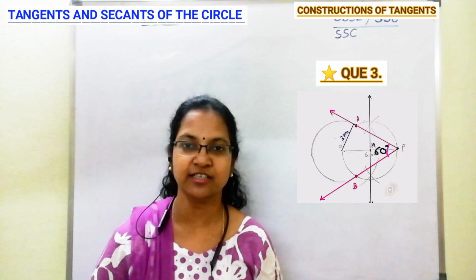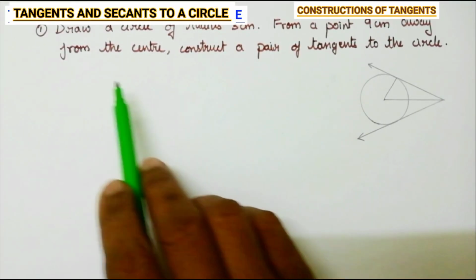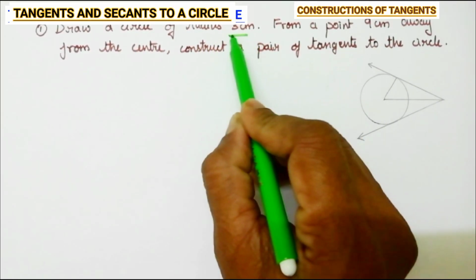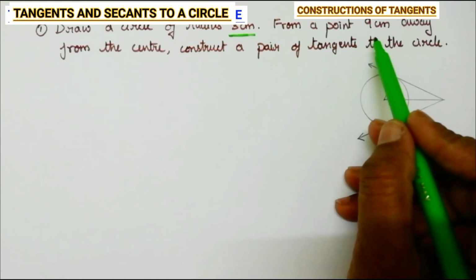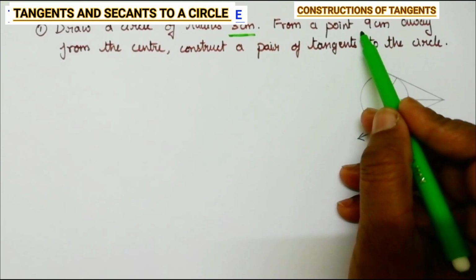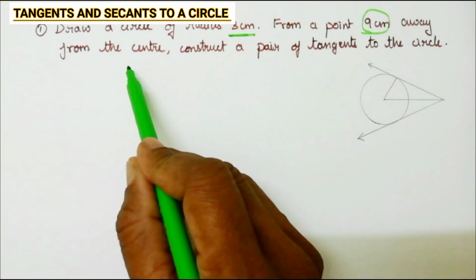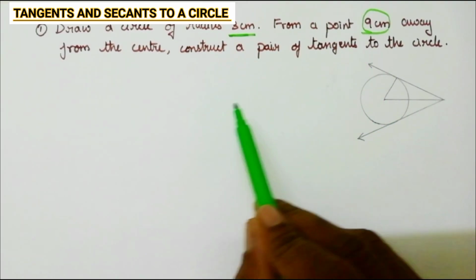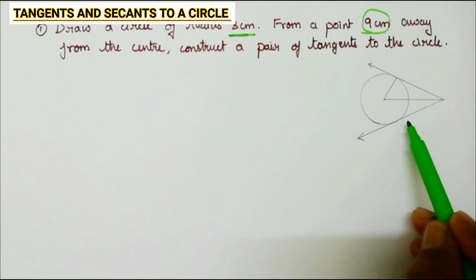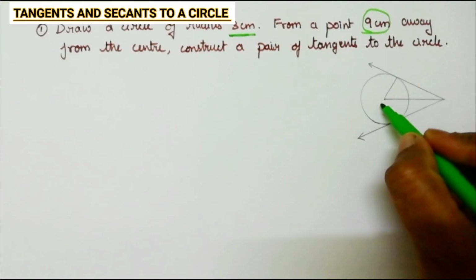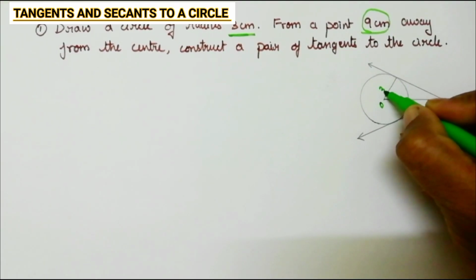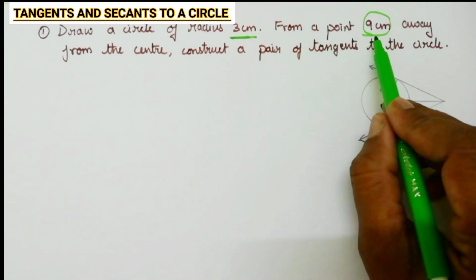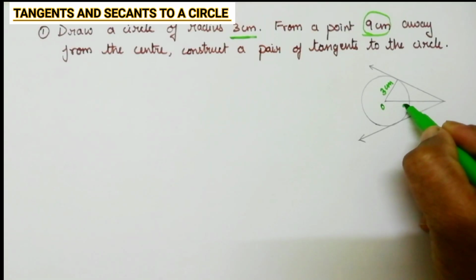So let's get started. Let us see this question. Draw a circle of radius 3 centimeters from a point 9 centimeters. This is 9 centimeters away from the center. Construct a pair of tangents. First of all, we are going to draw a rough figure for the given information. Here center O, radius is 3 centimeters. Distance from center is 9 centimeters.